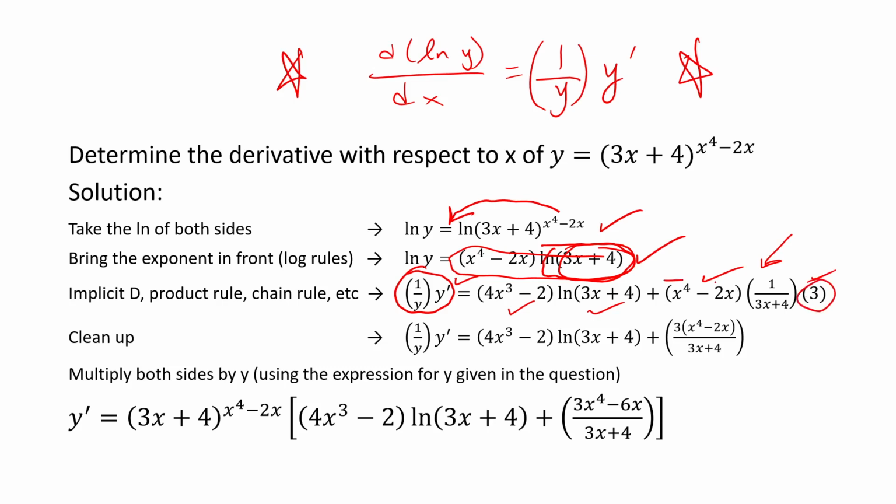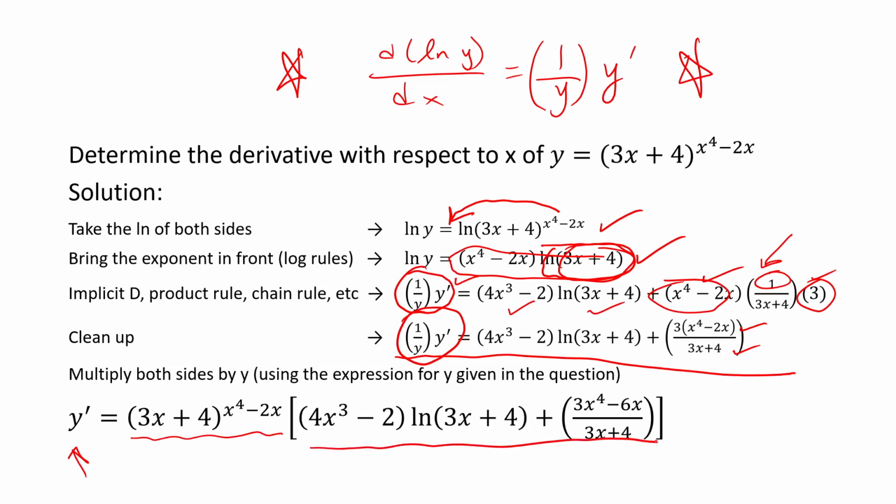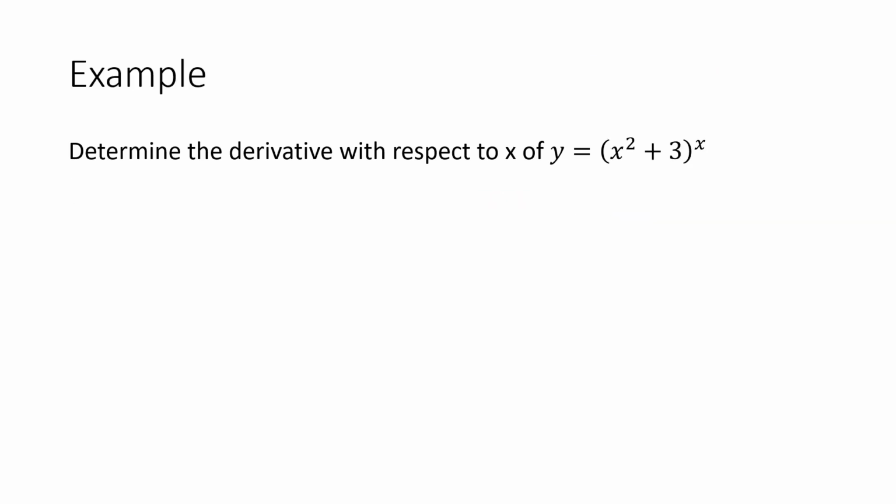We can say 3 times x to the 4 minus 2x times 1 all over 3x plus 4. And we have this wonderful expression here. And now we can multiply both sides by y. And when we multiply the left side by y, we'll just have y prime. And when we multiply the right side by y, we re-express it as (3x plus 4) quantity to the x to the 4 minus 2x and multiply by everything that we originally had on the right-hand side in the last line. Okay, moving on to the next question here.